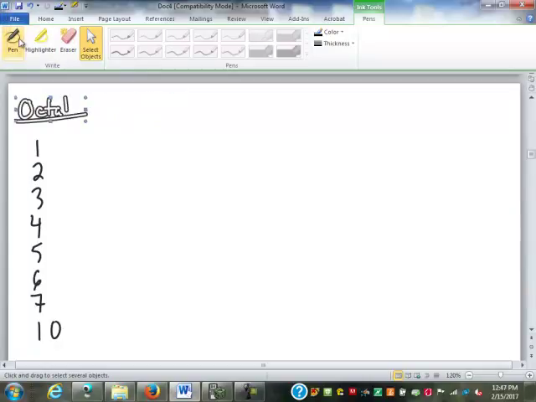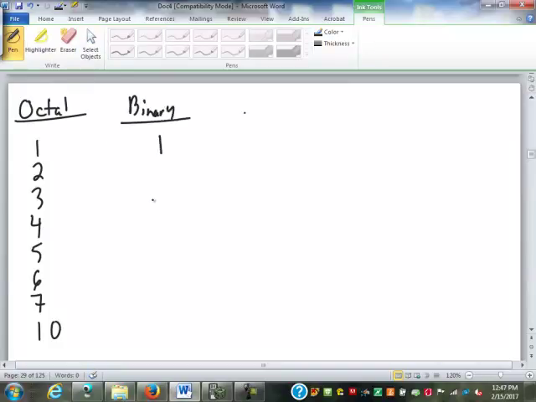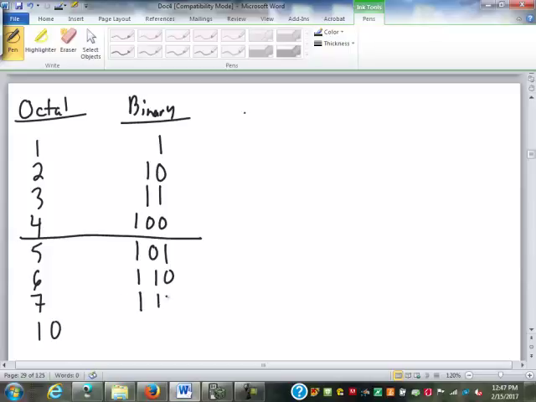In binary, 1 is, of course, still 1. 2 is actually 1, 0. 3 is 1, 1. 4 is 1, 0, 0. 5 is 1, 0, 1. 6 is 1, 1, 0. 7 is 1, 1, 1. 8, of course, would be 1, 0, 0, 0, but we don't need to worry about that. We're going to stop at 7.